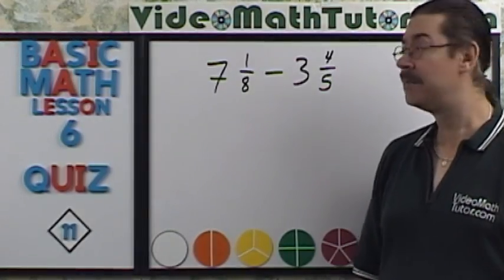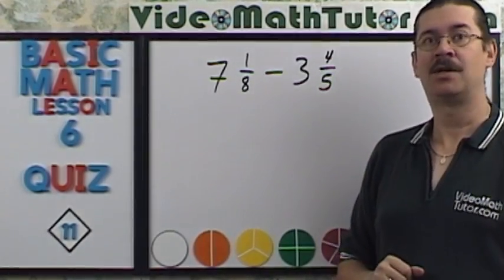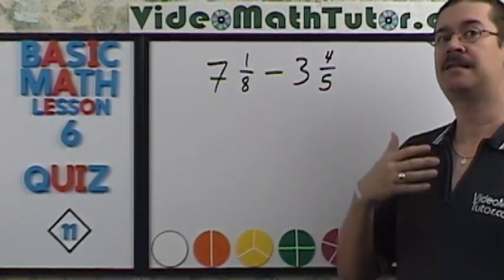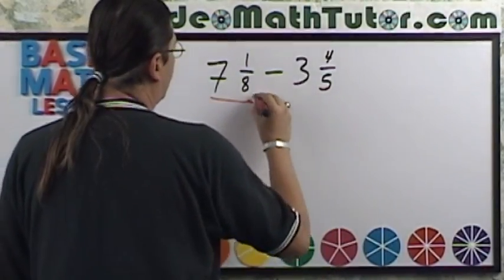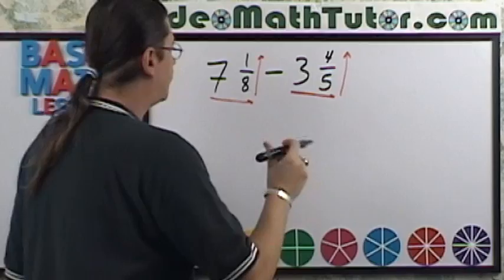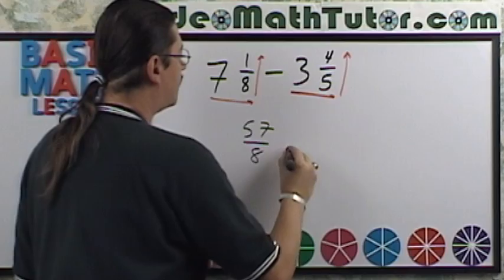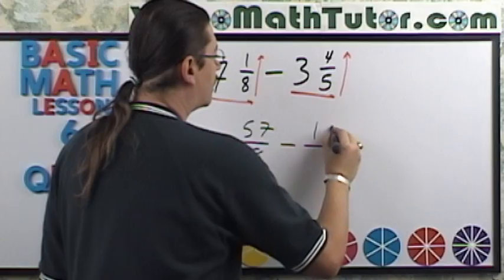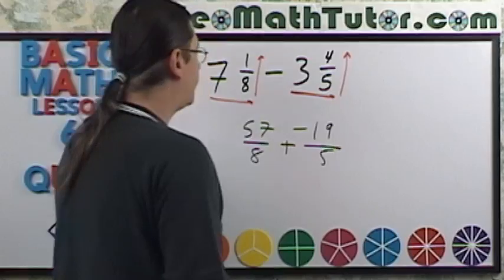For our last problem, I want to subtract these two mixed numbers. Well, what should we do? Let's change them both to improper fractions. I think that's the better way of doing this. So we're going to multiply and then add, and multiply and add. So for the first one, we're going to get 57/8 minus, and this one's going to give me 19/5. I'm going to add the opposite.